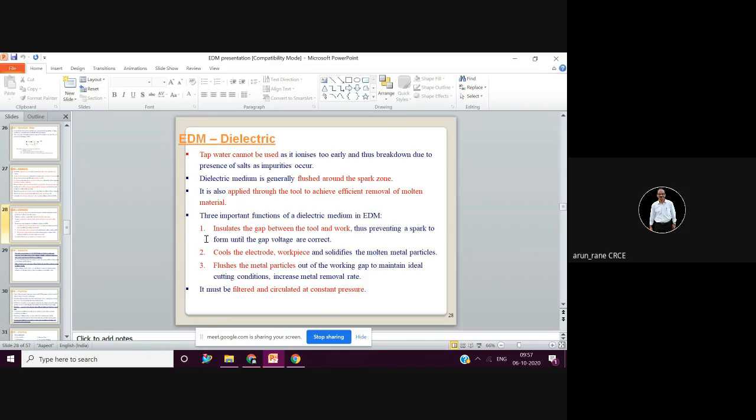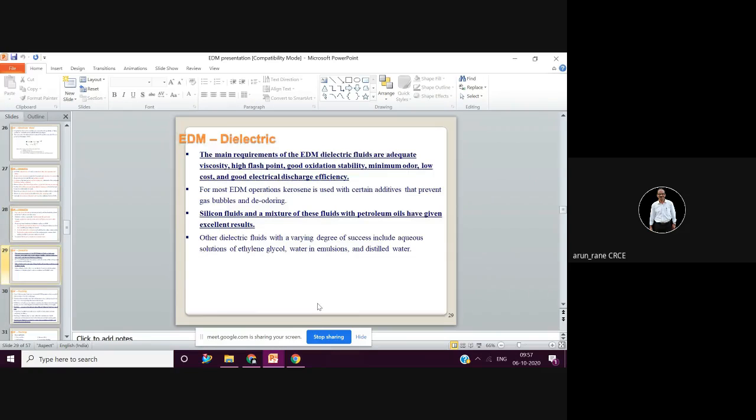In order to have economical machining, we are filtering and recirculating the dielectric. Other requirements are that it should have adequate viscosity so that it flows properly, a high flash point, and good oxidation stability. It should be odourless, because some cheap dielectrics will not allow the operator to work.